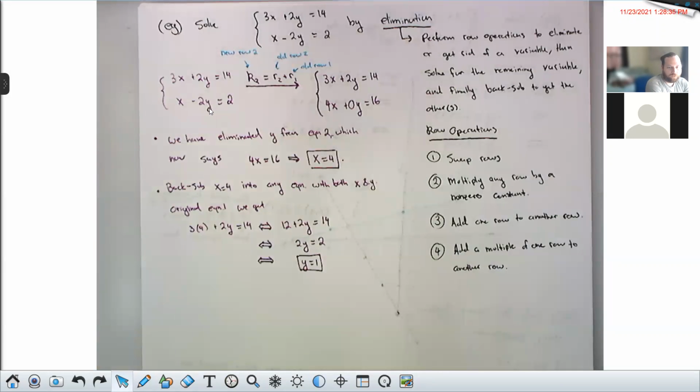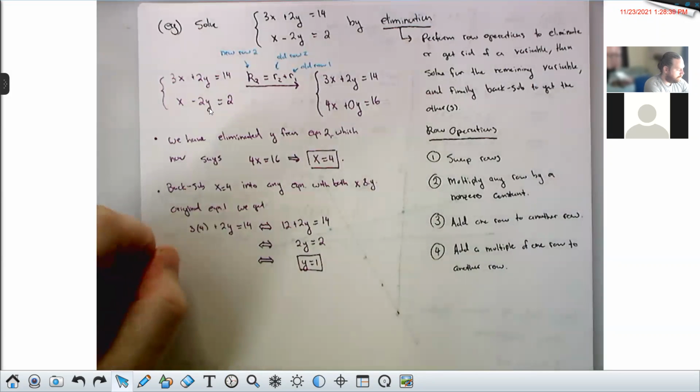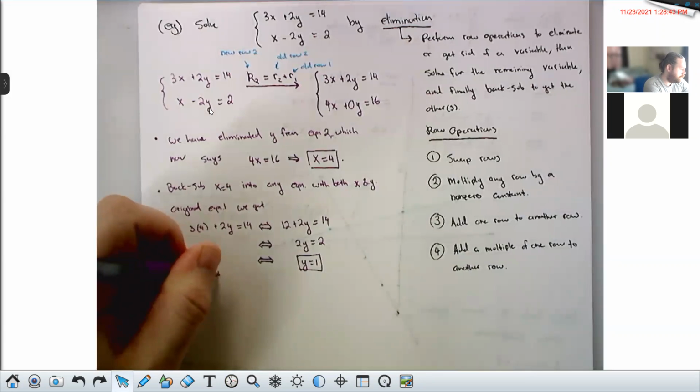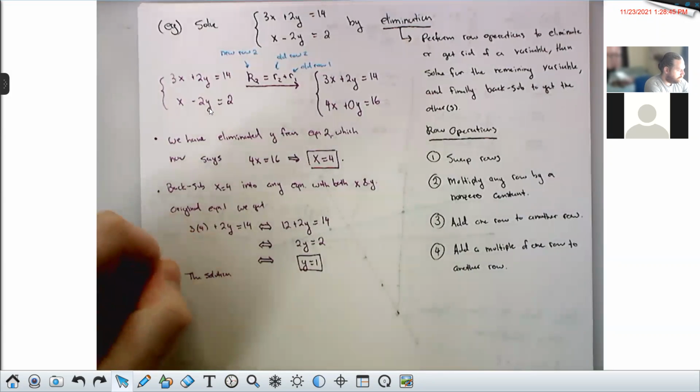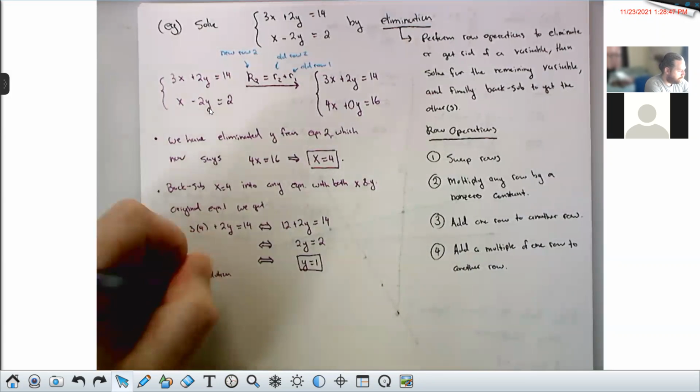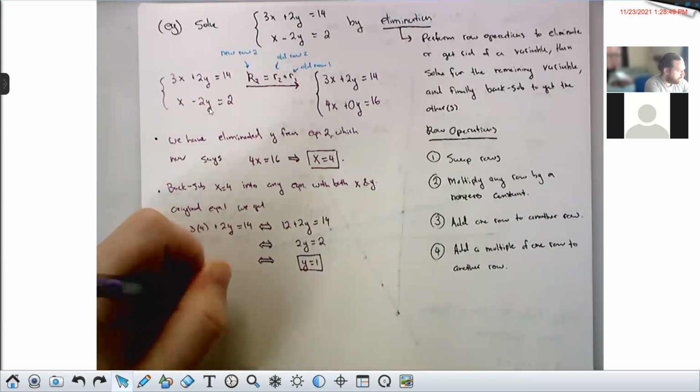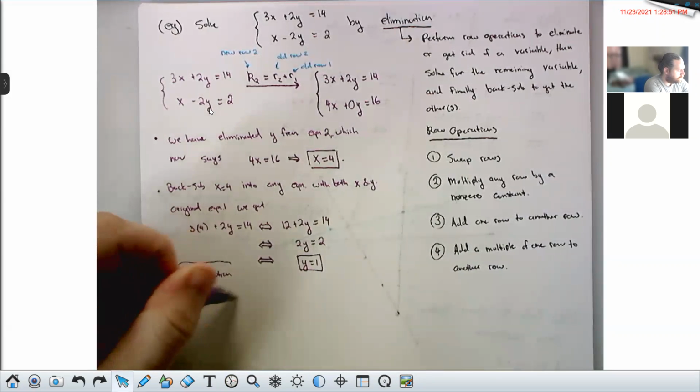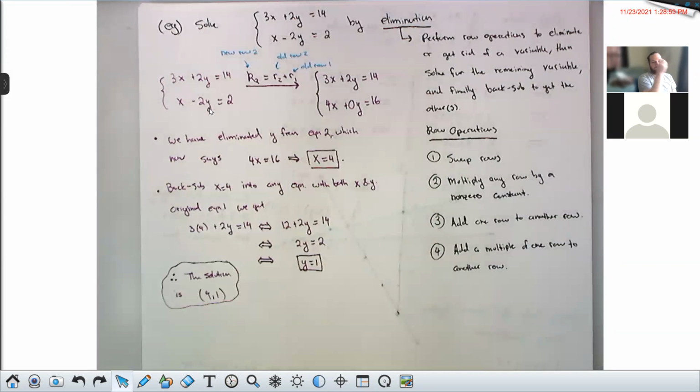So the solution to this system is x equals 4, y equals 1. In other words, the solution is the ordered pair 4, 1. And that's it. That's elimination. Short and sweet. Very simple.